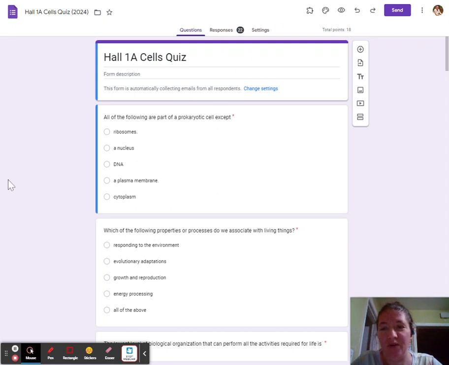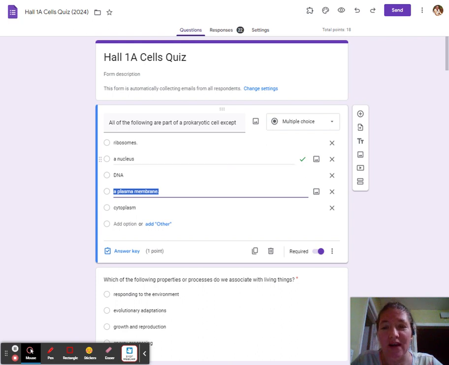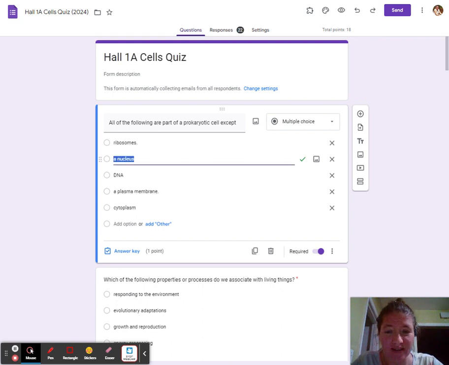So as we go through each question, the first one here is: all of the following are part of a prokaryotic cell except. Our correct answer here is the nucleus. Remember, prokaryotic cells do not have a nucleus, and they don't have organelles. They are going to have the DNA, they are going to have that cell membrane, that plasma membrane, they will have cytoplasm, and they're going to have those enzymes in the form of those ribosomes to make proteins, but they won't have an entire nucleus. So that was our first question.